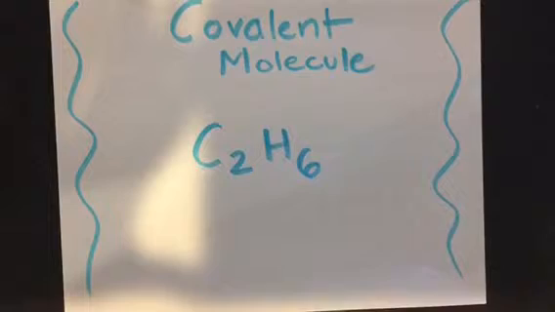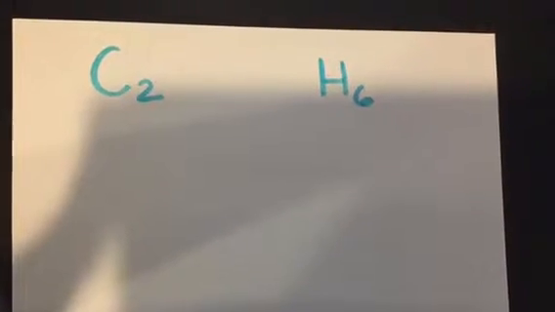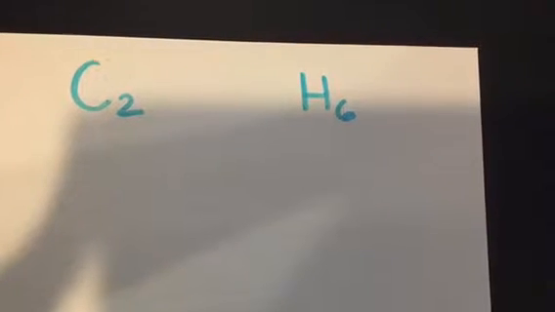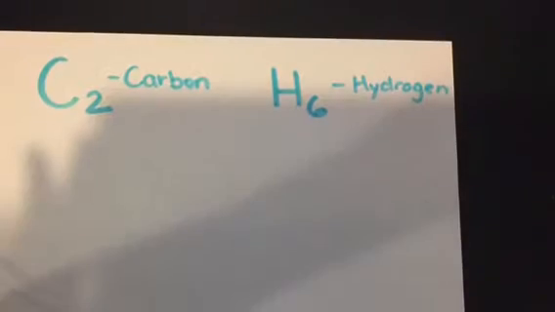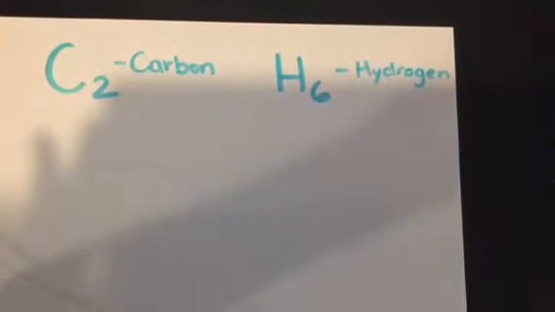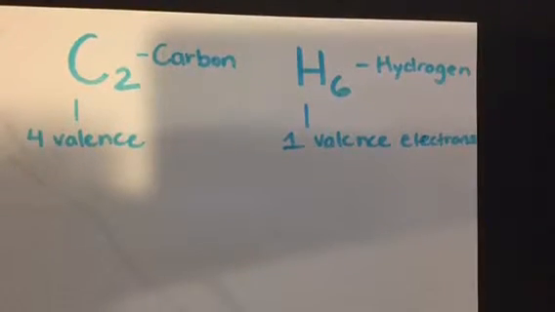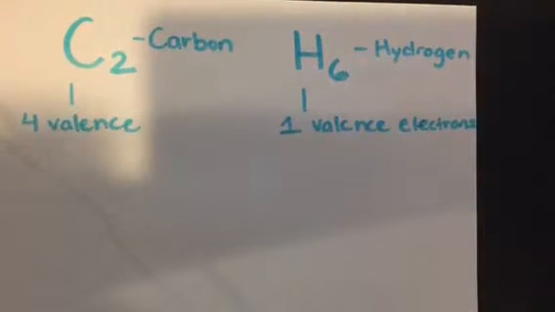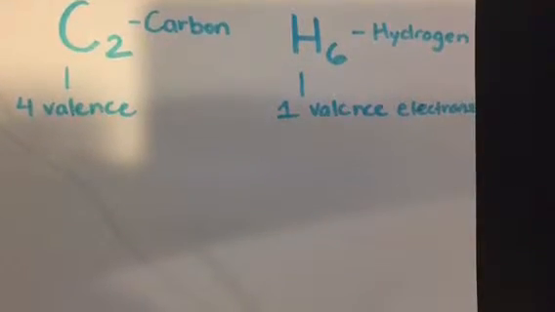First, we have C2H6. A good method is to separate these molecules to make it easier for ourselves. C stands for carbon, and H stands for hydrogen. Now we see that carbon has 4 valence electrons, and hydrogen has 1 valence electron.